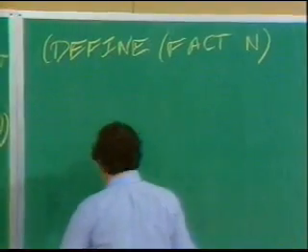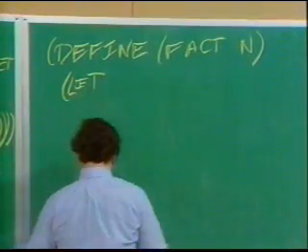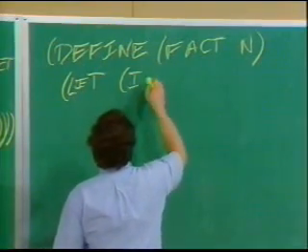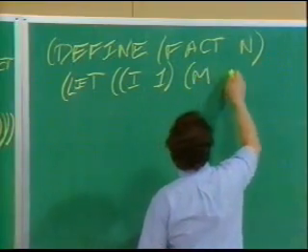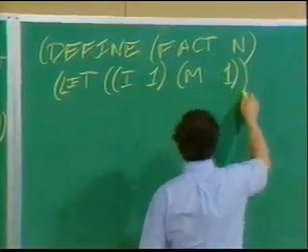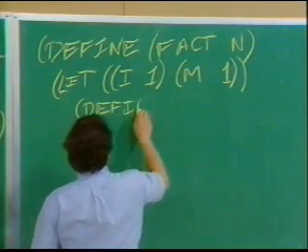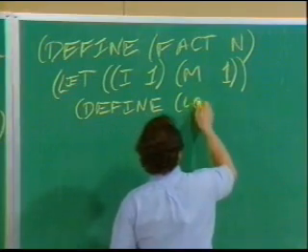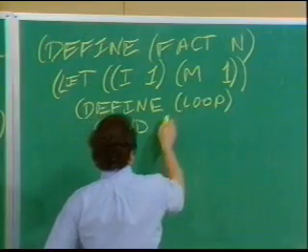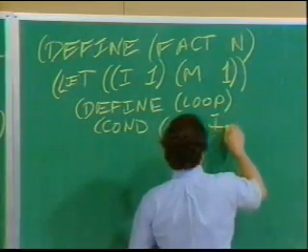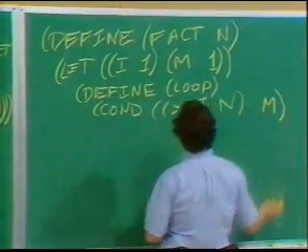Factorial of n. I'm going to create my two variables. Let I initialize itself to 1 and m be initialized to 1, similar. We'll create a loop, which says cond, greater than I n. If I is greater than n, we're done, and the result is m, the product I'm accumulating.